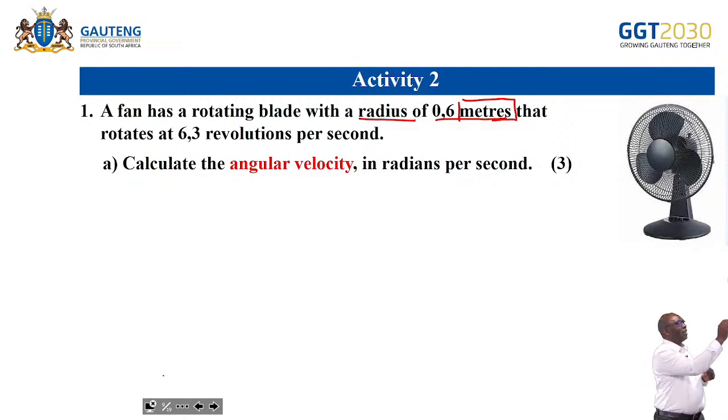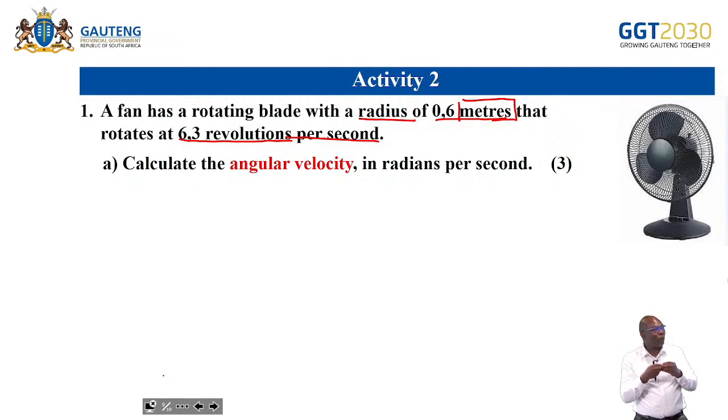That rotates at 6.3 revolutions. You see, this is revolutions per second. So it is given per second, no problem with that, because I need to find out what the question needs. Now, remember we said the velocity there will be calculated in seconds. So we say it rotates at 6.3 revolutions per second.